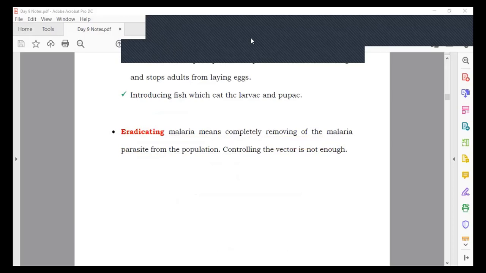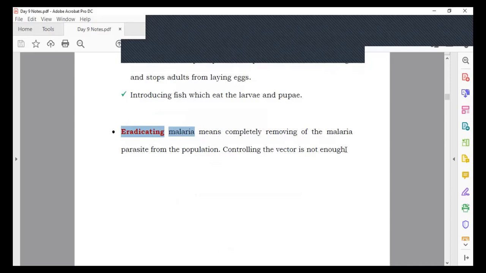Now, there is a term that is used, known as eradicating. Eradicating malaria means completely removing the malaria parasite from the population. Controlling the vector is not enough.